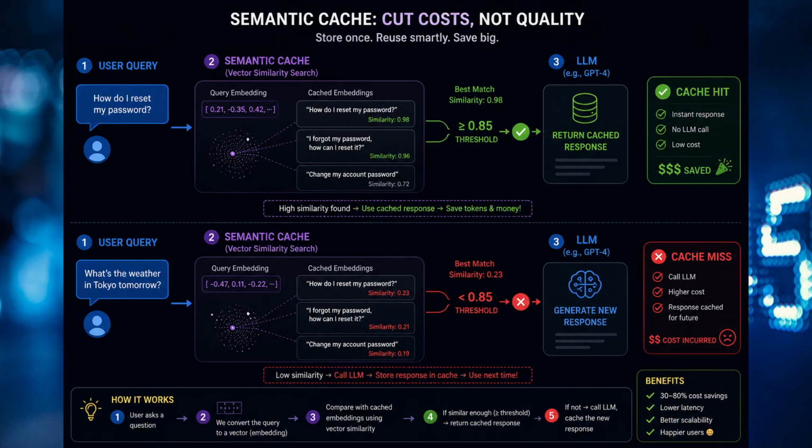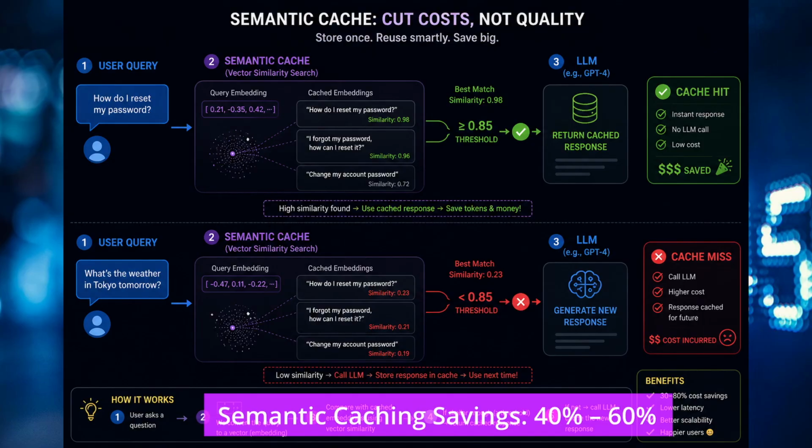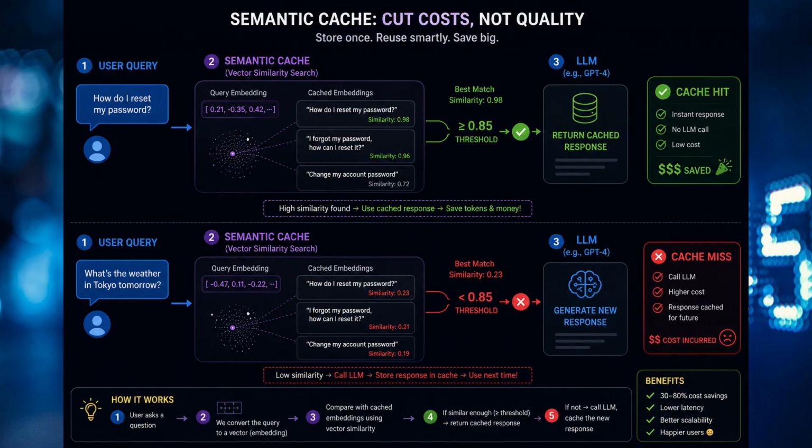Here is how it works. The incoming query gets converted into an embedding vector. The system compares it against previously stored vectors. If similarity is above a threshold, for example 90%, the cached answer is returned instantly. No LLM call, no token cost, zero latency. Popular tools include Redis Vector Search, GPTCache, Pinecone, and Weaviate. In customer support bots, semantic cache hit rates can reach 40 to 60%, which can massively reduce API spending.